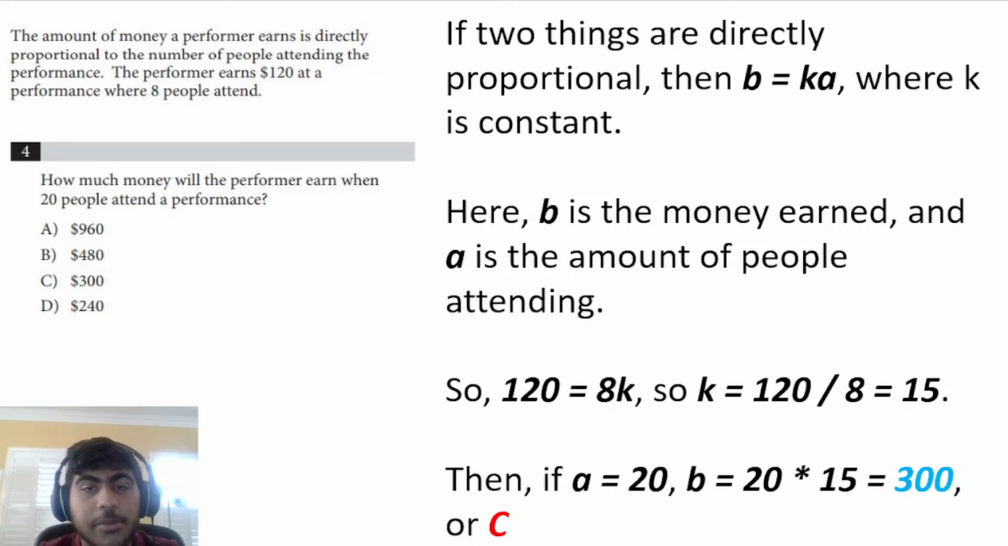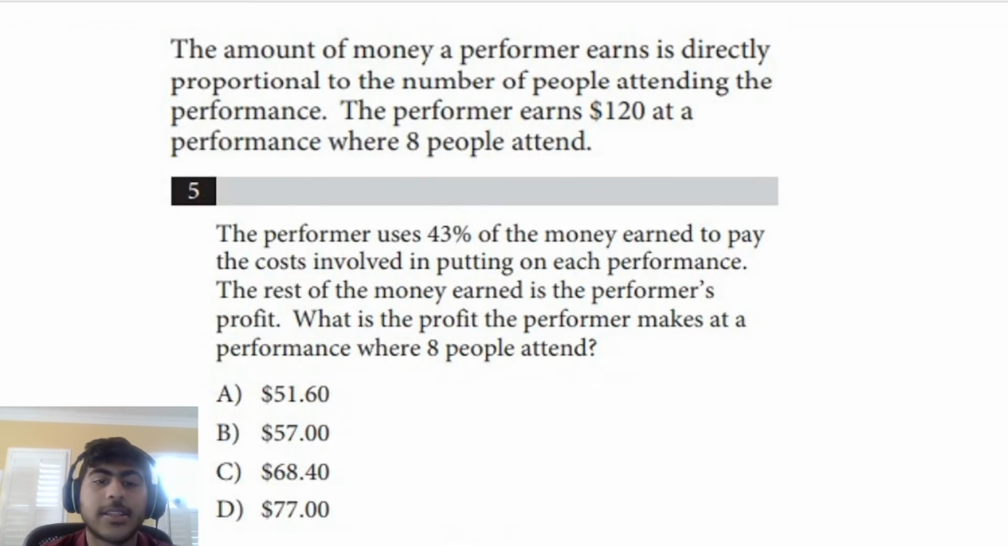And now for this directly proportional relationship, we need to find what K is. Since B is the amount of money earned and A is the number of people attending, we have that $120 equals 8 times K, where the 8 people attended. So then K would equal 120 divided by 8, or 15. Then if A equals 20, B, the amount of money earned, would just be 15 times 20, or $300, which is answer choice C. Let's do our last question in this set.